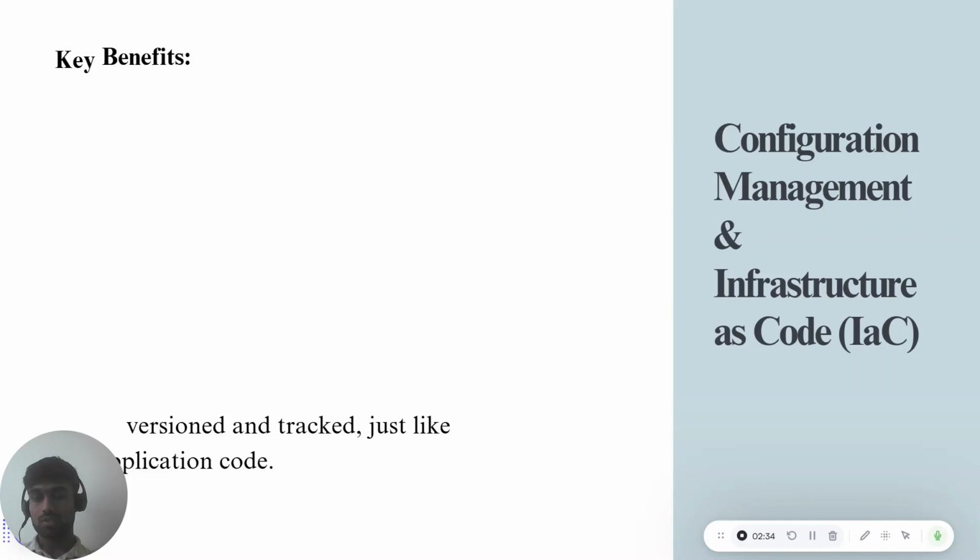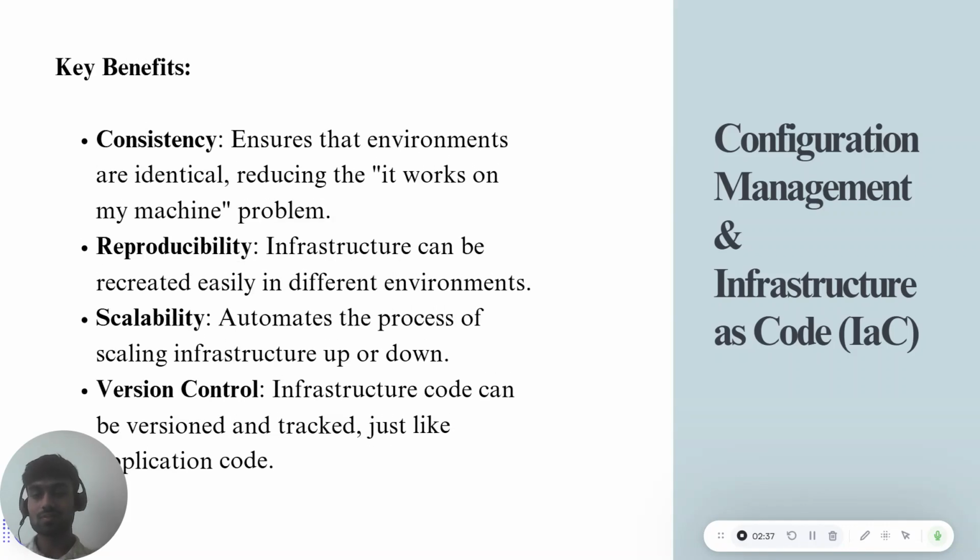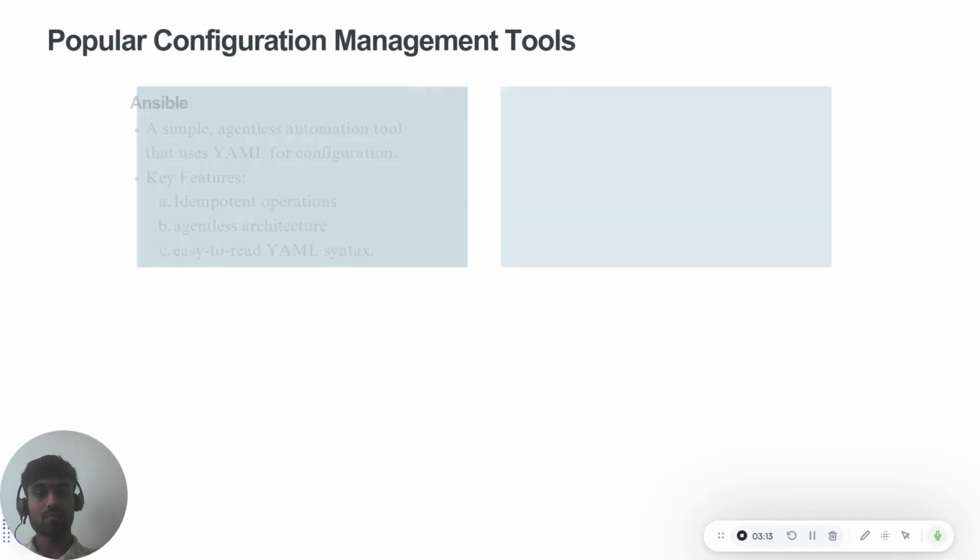There are some key benefits in configuration management and infrastructure as code. First, consistency: at a time we can configure all of the servers in a database, so it ensures that environments are identical. Then reproducibility: infrastructure can be recreated easily in different environments. Then this category automates the process of scaling infrastructure up or down. Then infrastructure code can be versioned and tracked also. So these are some of the key benefits of using configuration management.